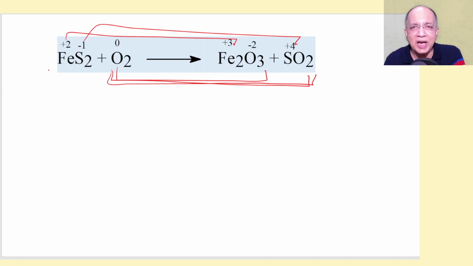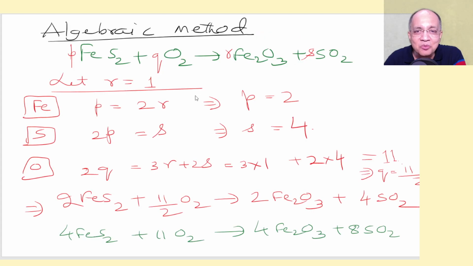But that is more time consuming than the simple algebraic method I will follow here. So I am telling you another weapon. Sometimes it will be very, very helpful. Not always. So I made the coefficients P, Q, R, S. And you have to assume a particular coefficient as 1. Which one? That is your choice. The more difficult molecule you take as 1, then it will be easier. Fewer fractions will come. So the more number of atoms are there in ferric oxide.